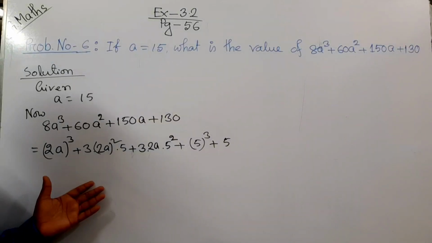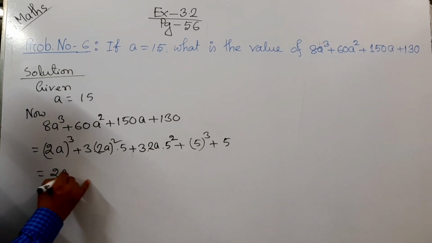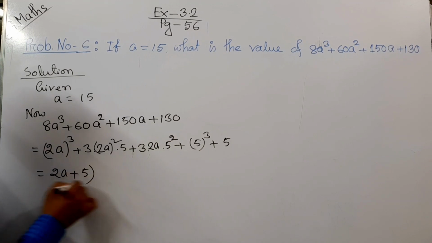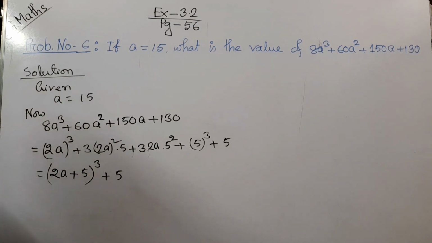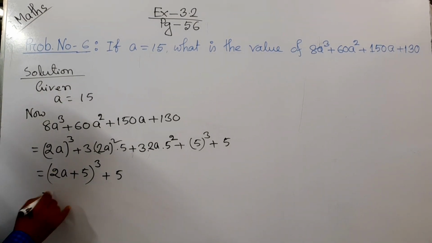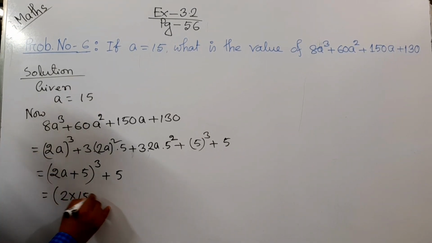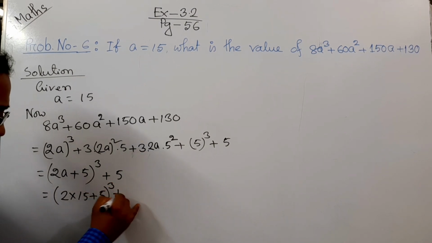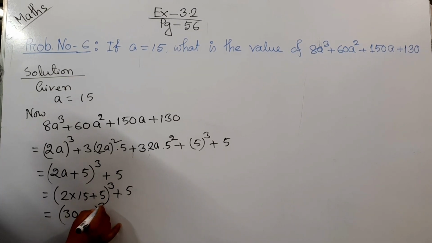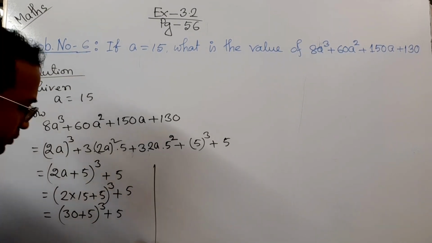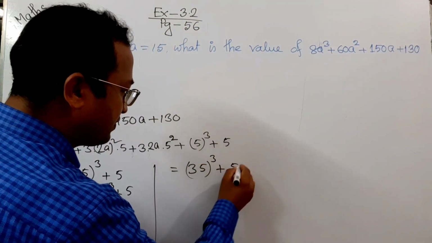So what does it become? It becomes the formula of a cube plus b cube, where a means 2a and b means 5. So a plus b whole cube plus 5. It becomes the formula of a plus b whole cube. Now what is the value of a? A means 15. So it will be 2 into 15 plus 5 whole cube plus 5. That is 30 plus 5 whole cube plus 5. It will be 35 whole cube plus 5.